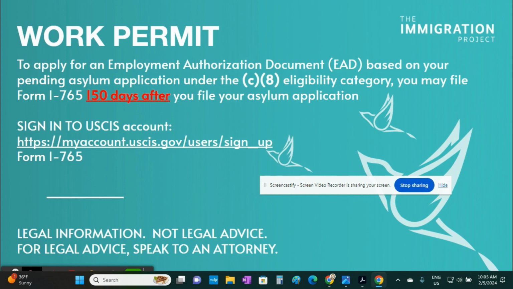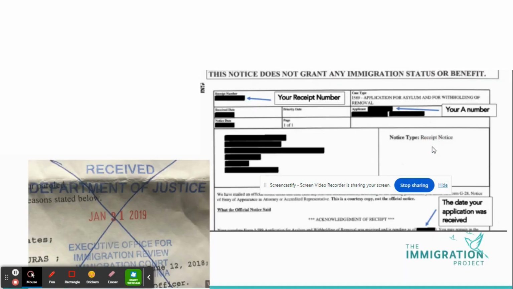So, a person who has applied for asylum is then eligible to apply for an employment authorization document 150 days after the government receives their filed asylum application. So it's very important that the person has received proof of the date that the government received their application for asylum.